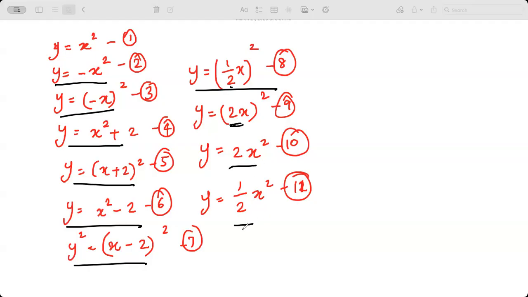How about this? Vertical stretch of 2. Vertical compression of 1/2. You got it? Very nice.